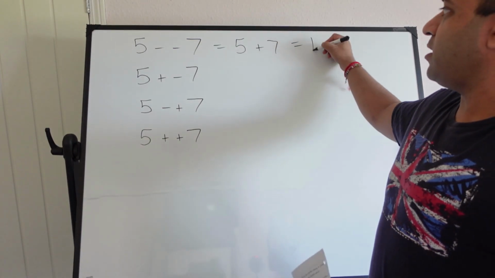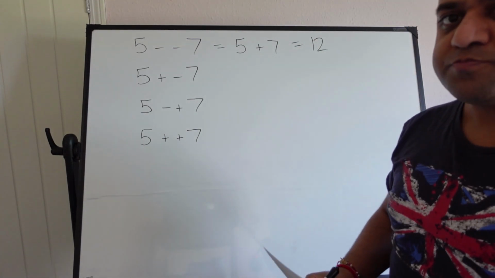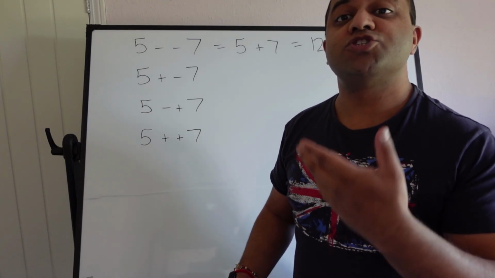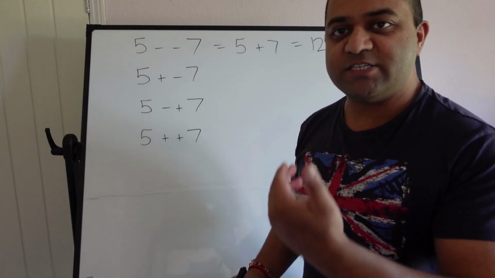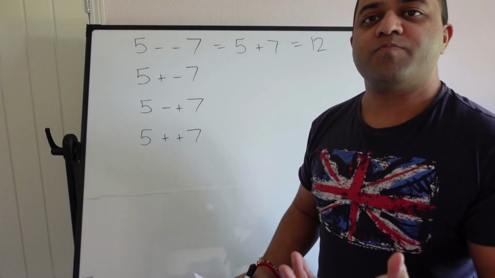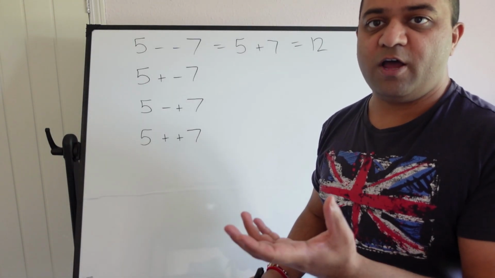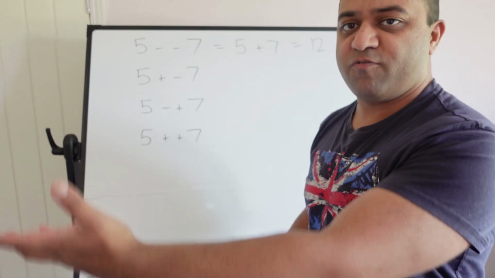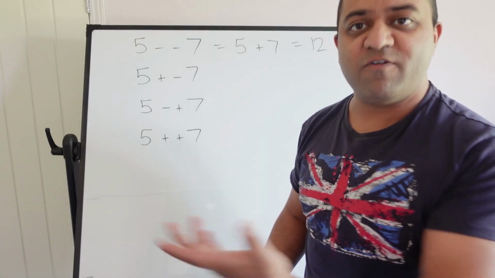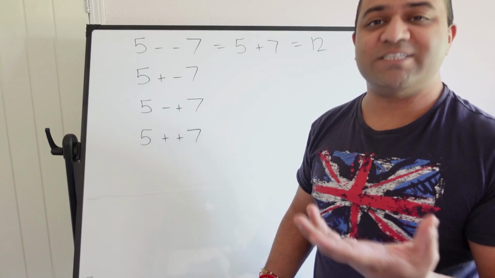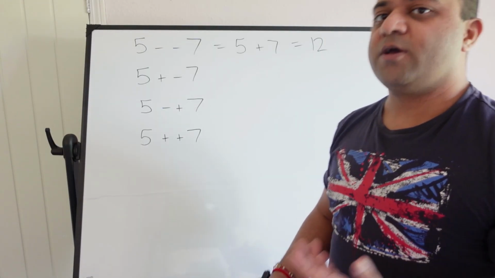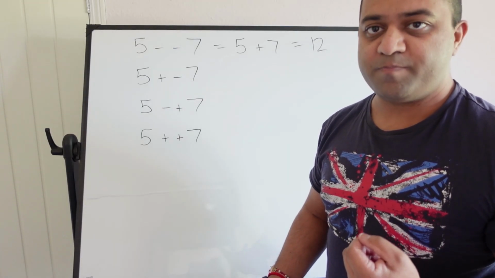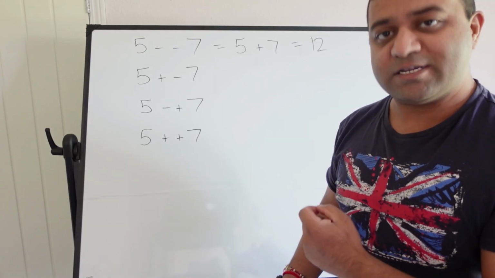Now you can think of this as something like 5 subtract negative 7, as in you're starting with a positive 5 and you remove negative 7 from it. If you remove something negative, that's equivalent to doing or adding something positive. So if you want to think of it like that, that might be easier. Now let's take a look at the next example.